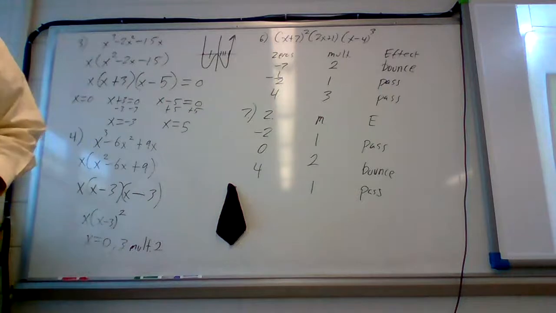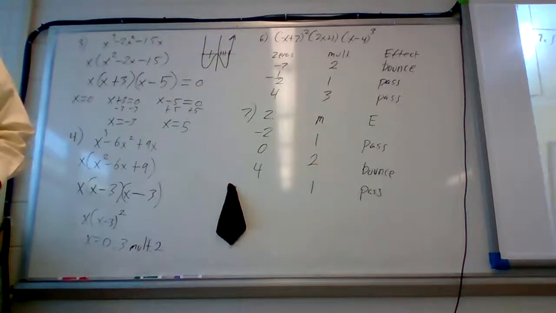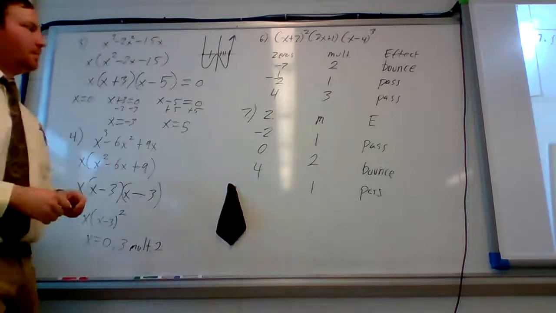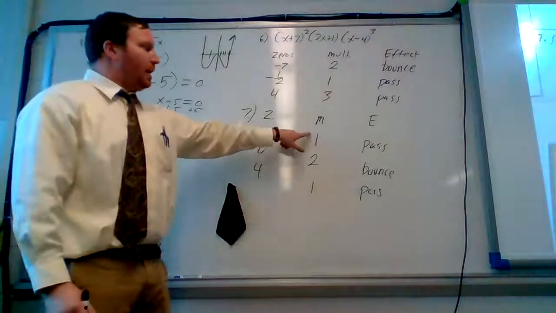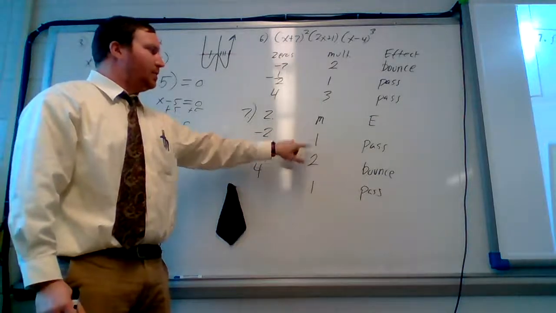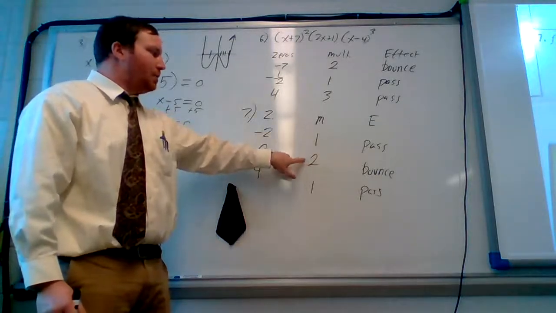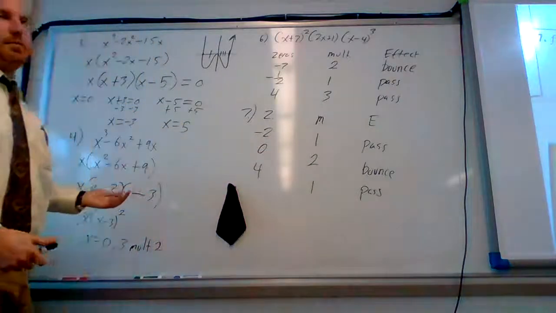Now we started off with a 4th degree polynomial, so x to the 4th. Well, let's count up our multiplicities. They should add up to 4. We got 1, 2, 3, 4. So that makes sense.